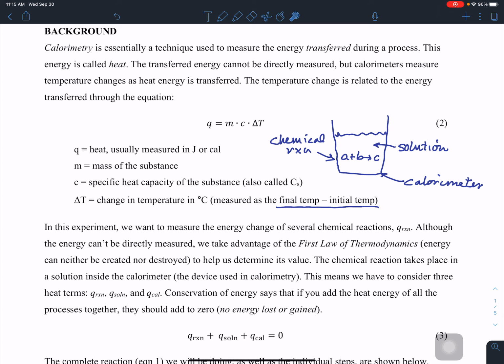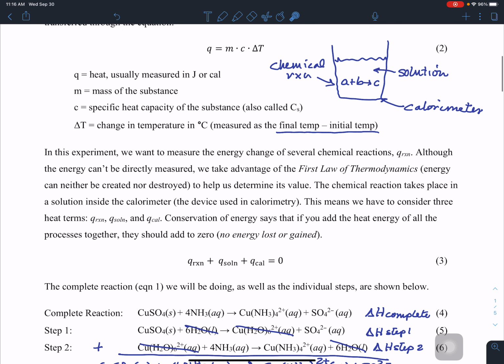So the first law of thermodynamics, the law of conservation of energy, tells us that energy can't be created or destroyed. So if the chemical reaction loses energy, all of that energy has to go somewhere. It's going to go into the solution and the calorimeter, and we can measure the temperature changes of those and figure out what the energy loss from the chemical reaction is. And so that's what we're looking at down here.